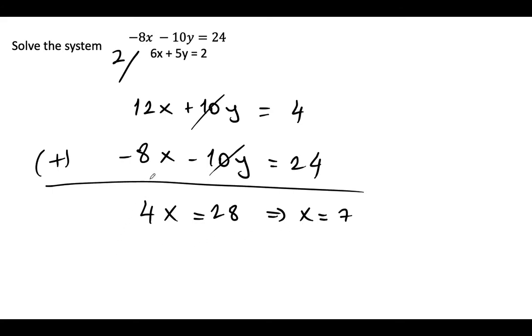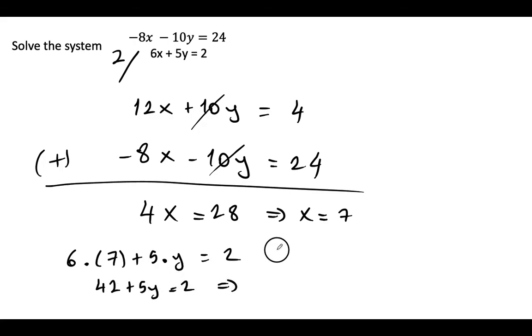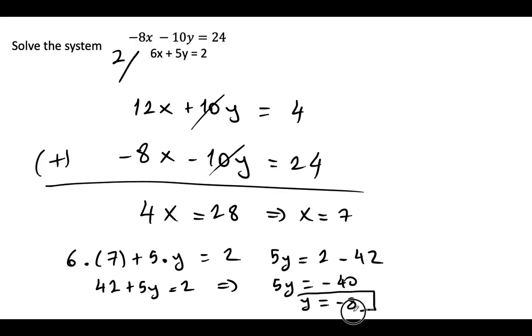So x comes to 7, right? x is 7. And then in the first or in the second one, put it. Better the second one: 6 times 7 plus 5 times y is equal to 2. So 42 plus 5y is equal to 2. So 5y is equal to 2 minus 42. Am I right? Yes. 5y is equal to negative 40. So y is equal to negative 8. And then the solution is a point: x is 7 and y is negative 8.